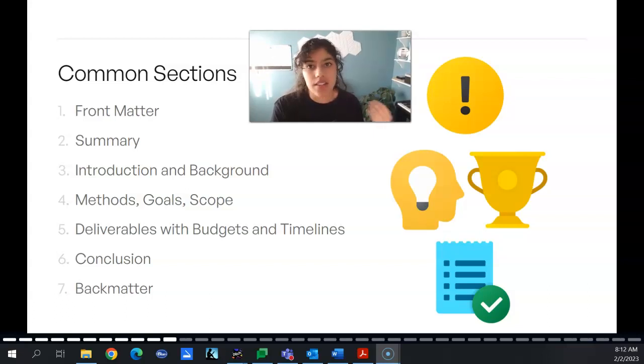Budgets, timelines, things that persuade people, right? We're in this business, professional, technical world. Things cost time and money. People want to know exactly the time and money that you're projecting to spend. Conclusion, always like to review, wrap it up, and then we give them some back matter.